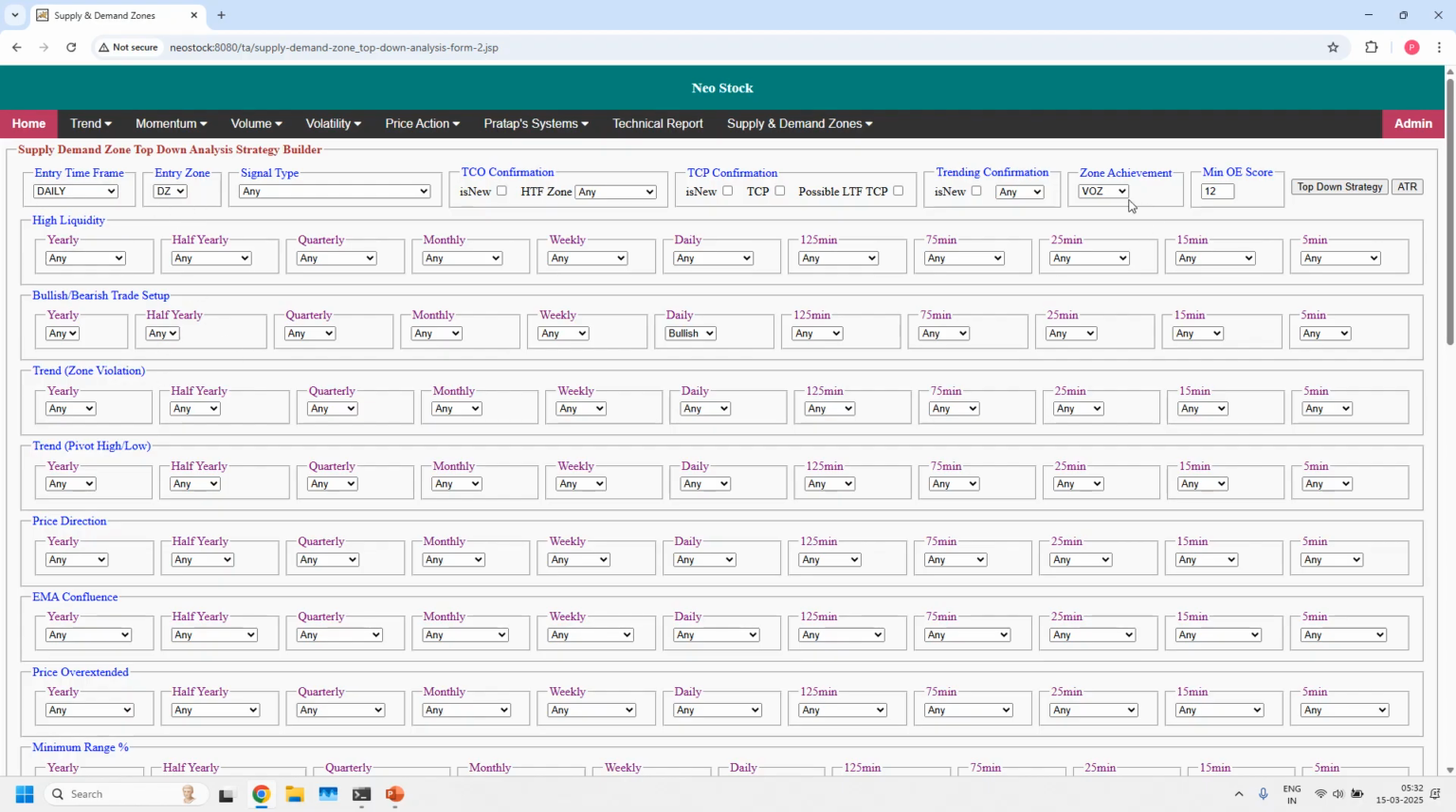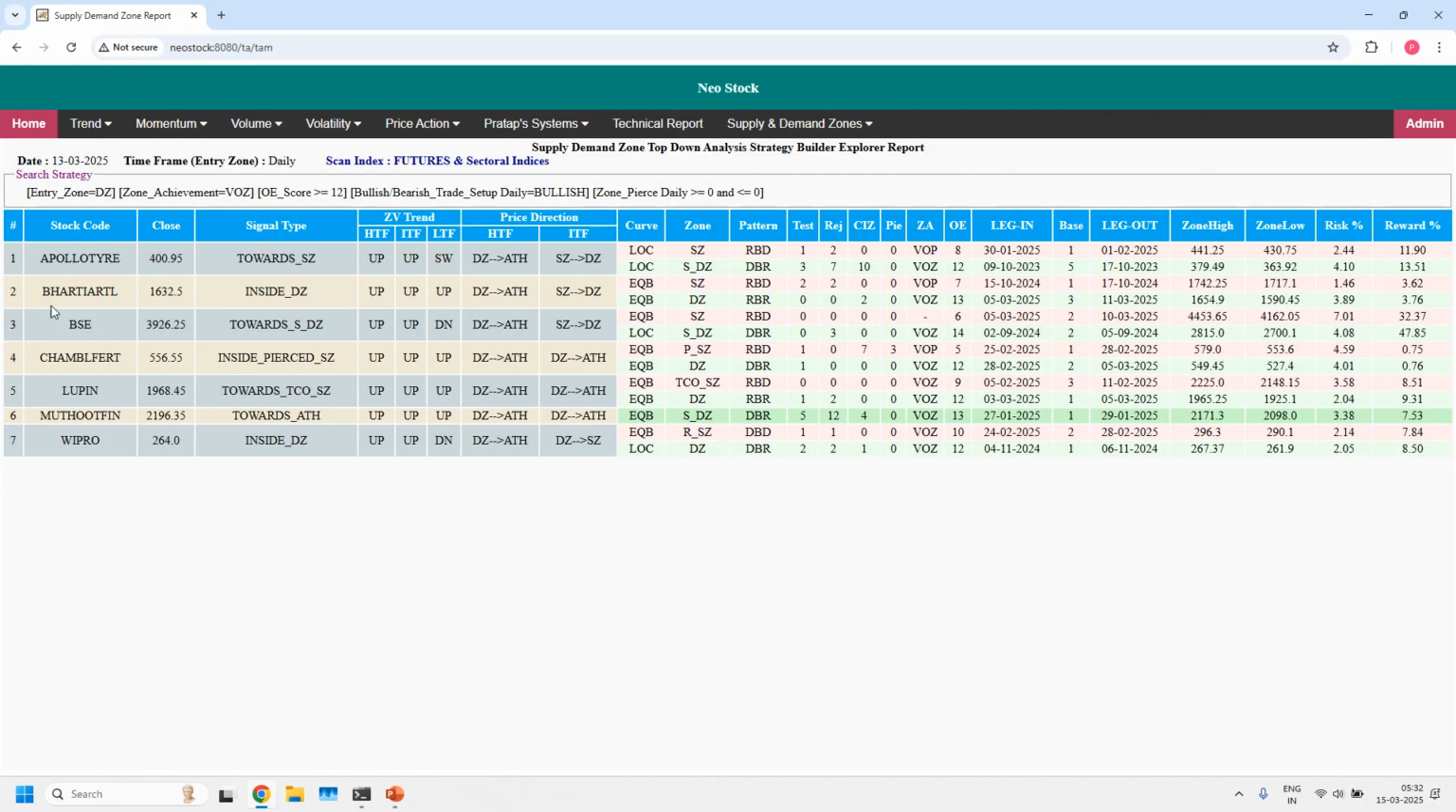So all the three filters, zone achievement, minimum odd enhancer score, and the third filter, pierced count, are applied to the daily demand zone. By applying these filters and clicking the top-down strategy button, now you have got all the stocks that are supporting a bullish trade setup for monthly income trade. This is the final result.